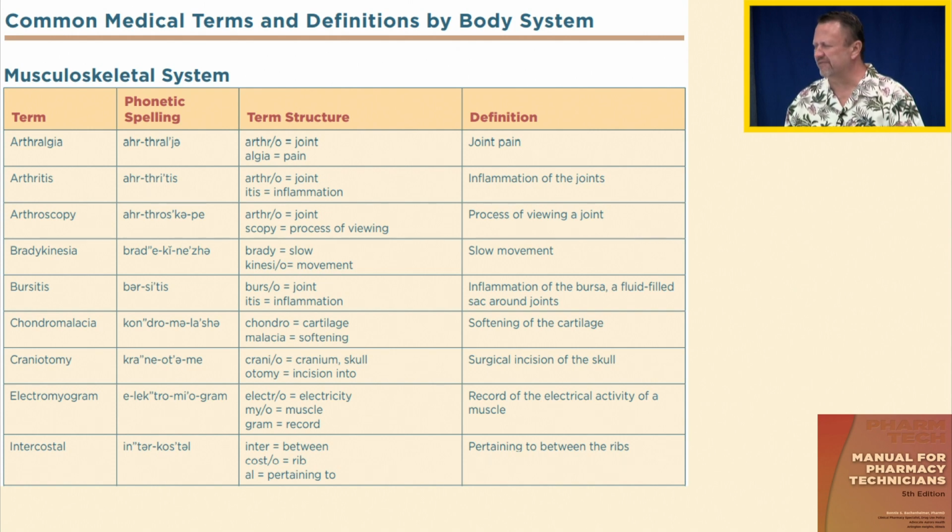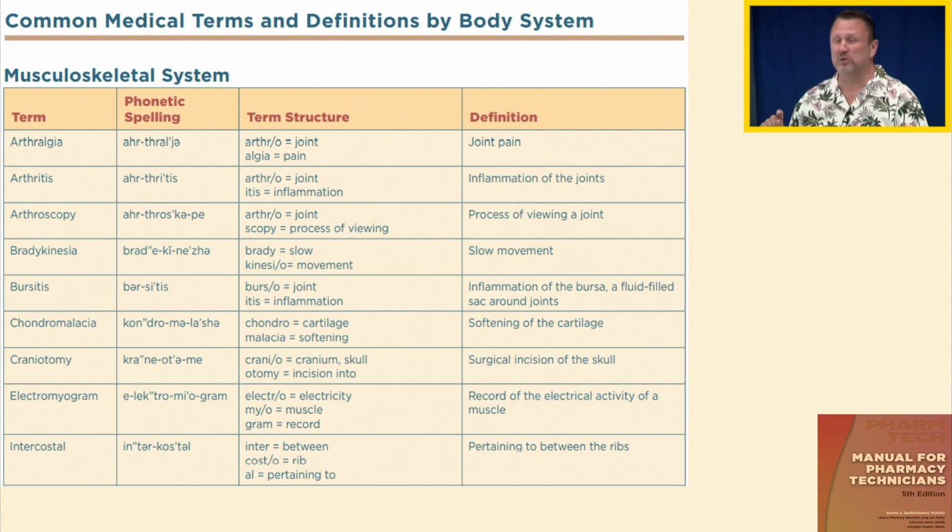Chondromalacia is a softening of the cartilage. We'll talk about certain disease processes that cause chondromalacia, where the cartilage is just too soft. Again, a craniotomy is a surgical incision of the skull. An electromyogram is a recording of the electrical activity of a muscle. We'll hear that called EMG. If somebody's having some kind of pain or neuropathy in their arm, we can do an EMG, an electromyogram.